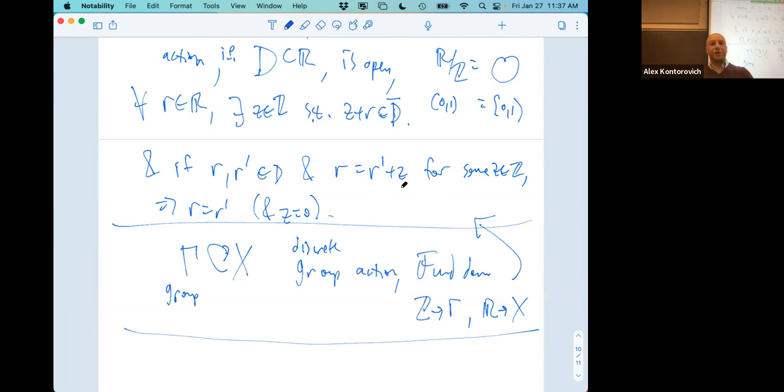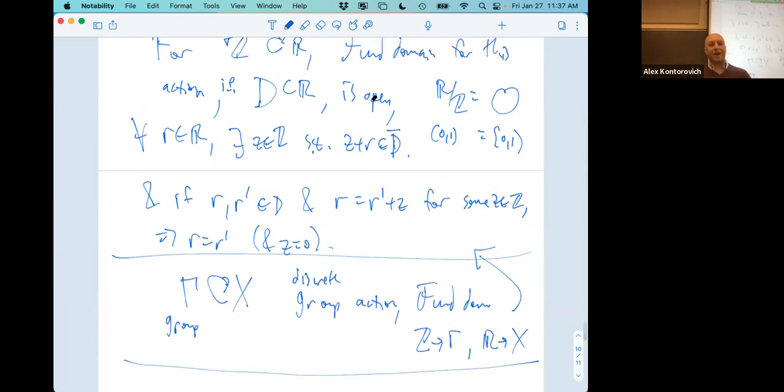So this is just a generic thing. I need some open set in the topology of some topological space X with this group action. A fundamental domain for the action is such that you can move anybody into that domain and do so uniquely.